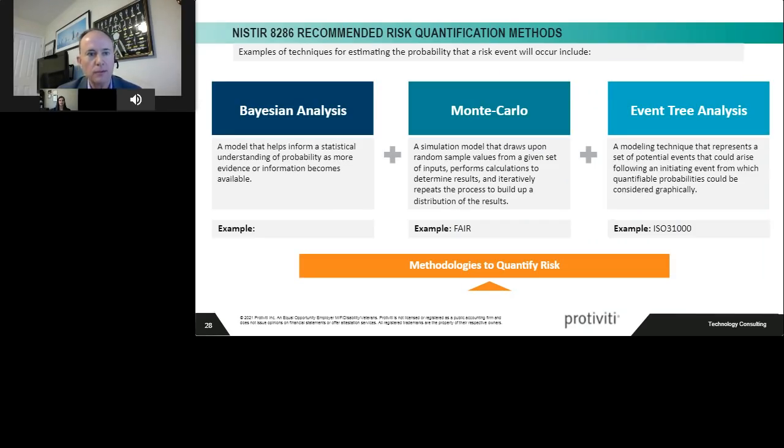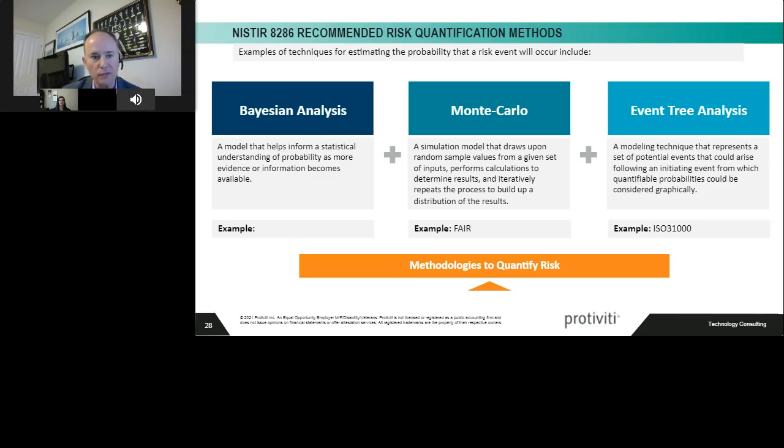NISTIR, just to be clear, says do cyber risk quantification. They recommend 3 possible techniques for doing so. The one I think everybody's most familiar with is Monte Carlo. The example is Open FAIR. There's another possible way within ISO 31000 called event tree analysis. And there's a third model called Bayesian analysis. I couldn't find an example. I don't have an example for you on that one.